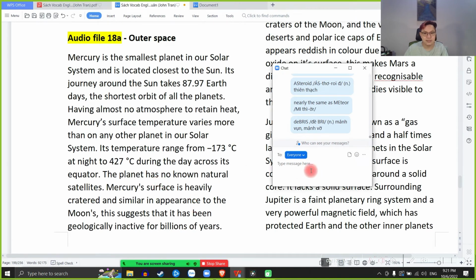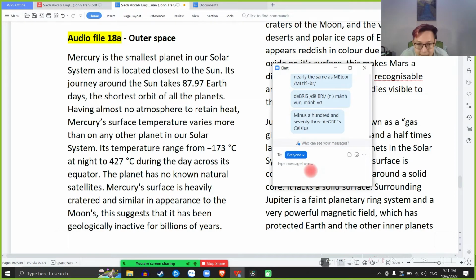Now this one. Okay. Minus 173 degrees Celsius. Minus 173 degrees Celsius. Độ C. Range from minus 173 degrees Celsius at night to 427 degrees Celsius during the day across its equator.